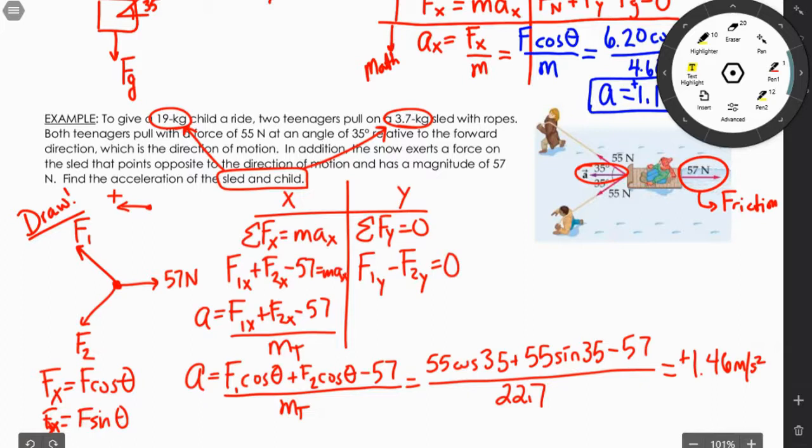Okay, so this is when we do not encounter friction. Although in the second example, we did have this 57 Newton force that opposes, we haven't officially defined what friction was. And so that's going to be in our next video.